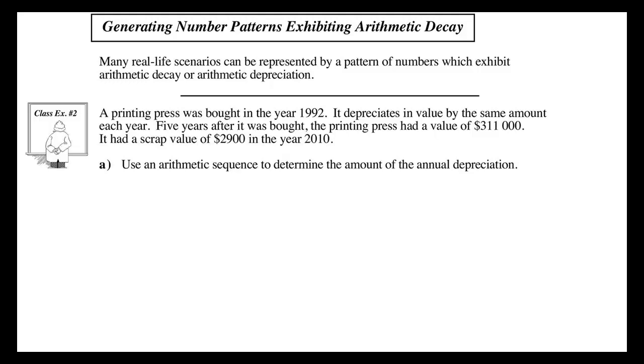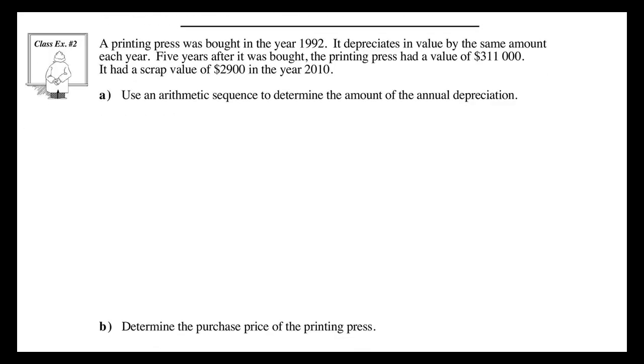So example number 2 starts out with a printing press. A printing press was bought in the year 1992. It depreciates in value by the same amount each year. 5 years after it was bought, the printing press had a value of $311,000. It had a scrap value of $2,900 in the year 2010. Use an arithmetic sequence to determine the amount of the annual depreciation. So how much is it going down per year? So basically, we're trying to find the value of D, what it's depreciating by.